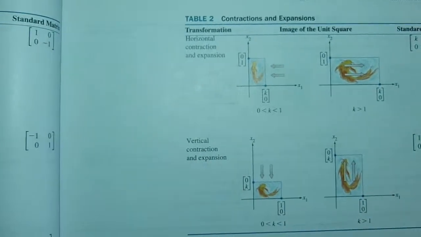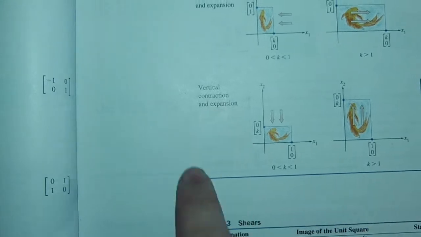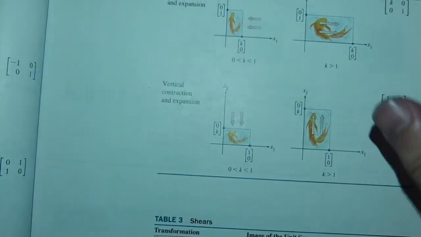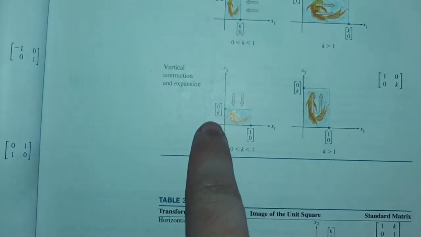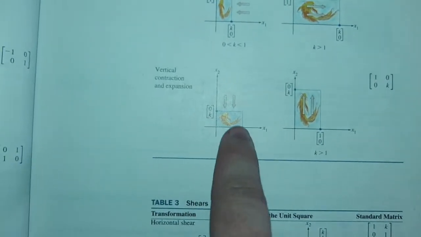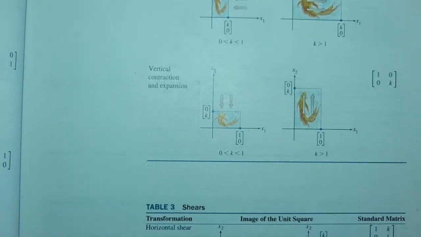So the same exact sort of thing happens when you're vertically contracting or expanding. So here, my fish is getting squished, and here it's getting expanded vertically. So again, here 0, 1 is getting changed to 0, k, and 1, 0 is staying the same. So 1, 0 stays the same, and then the second vector goes to 0, k.